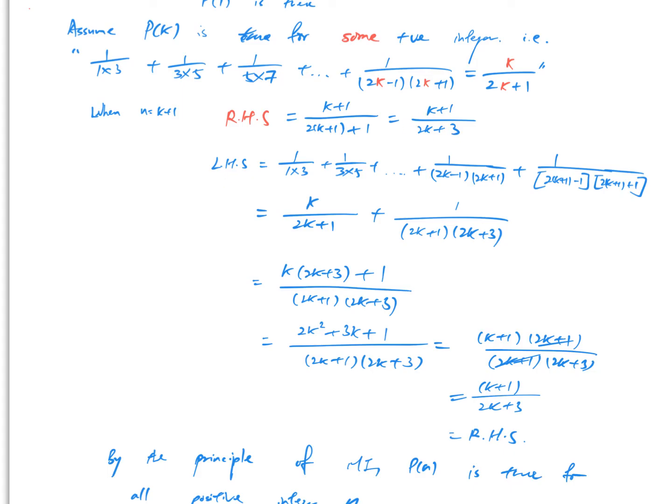How about the left-hand side? Copy down the first k terms and then add the term when n is equal to k plus 1. For the first k terms, I can use the assumption. Remember, this step is very important. And then simplify the denominator and use the common denominator, multiplying by 2k plus 3 for this term. And then add them together. Simplify, expand, and factorize it. You can cross out the common factor. This is what you want, your right-hand side.